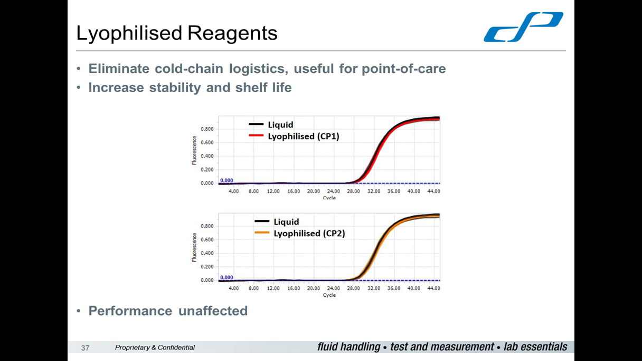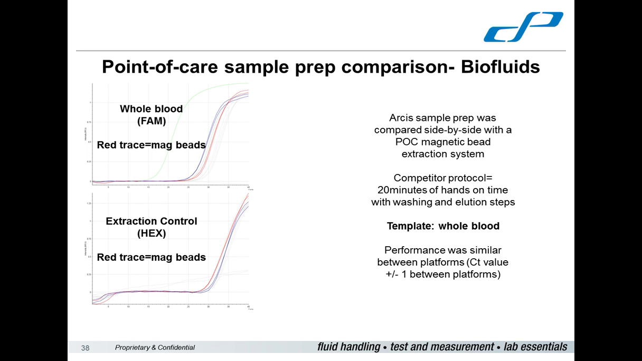And if I can stay on the subject of point-of-care detections, I've got some example data here of a comparison between our kit and a commercial point-of-care sample prep kit, which uses magnetic beads, and the complexity is increased. So there's a fair bit of hands-on time, and there's washing and elution steps, as you traditionally get with magnetic bead extractions. And these are actually the last slides I'm going to show you on the presentation here, but it's a side-by-side comparison of our kit with a commercial point-of-care system.